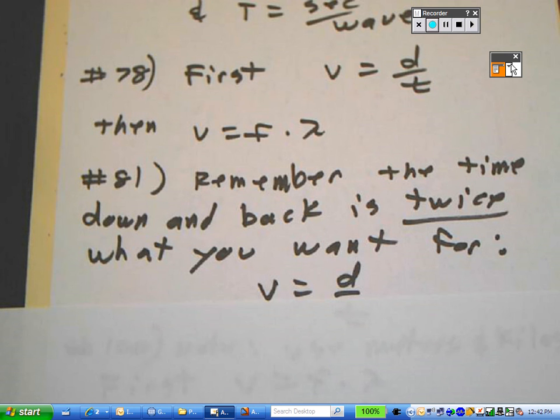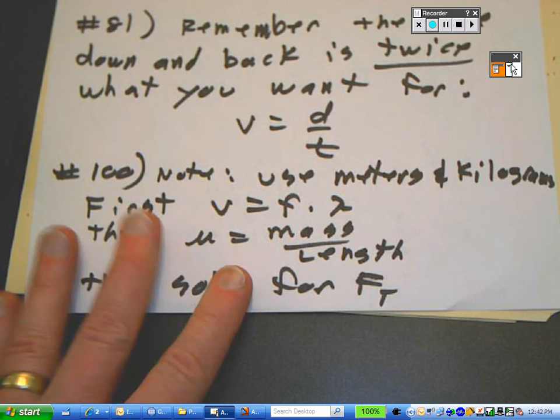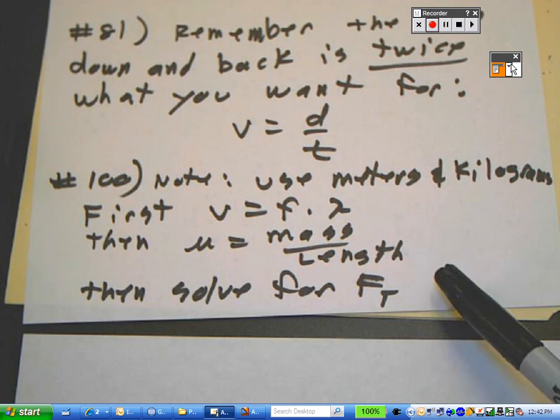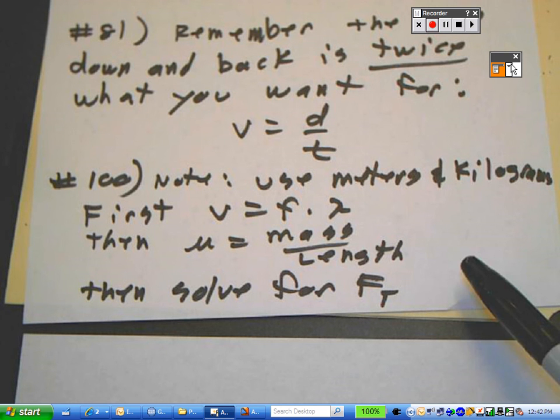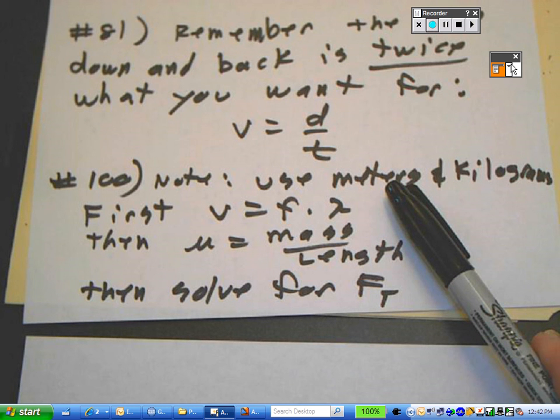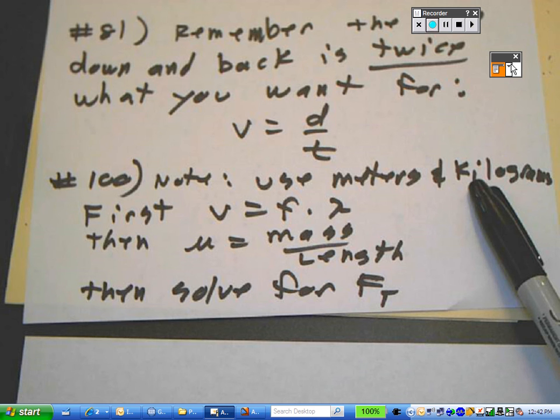And then one more to look at here. How about number 100? Number 100 has its own formula for the velocity of a wave on a string, like a guitar string. Well, a couple of notes here. Since Newton is a part of the formula, we want meters for any distances and kilograms for the mass. That'll be an easy conversion for you.